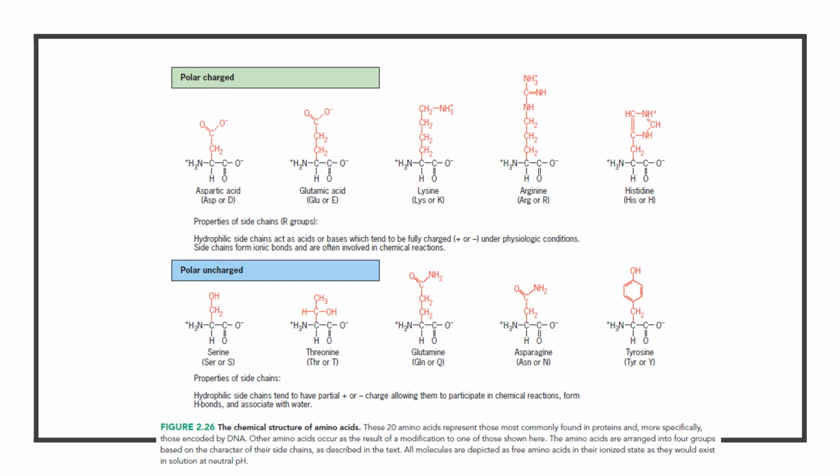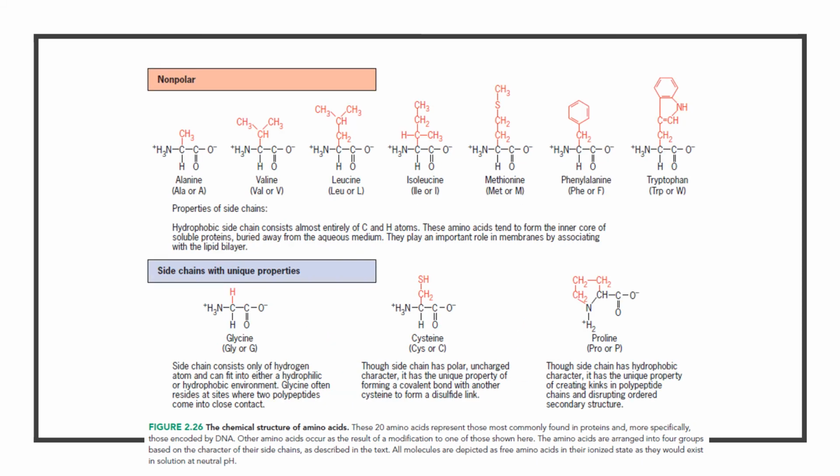So here are the conformations or the arrangements of the different amino acids, showing what the properties of the side chains look like. You have there the polar charged, the polar uncharged, the nonpolar, and of course the side chains with the unique properties. Okay.